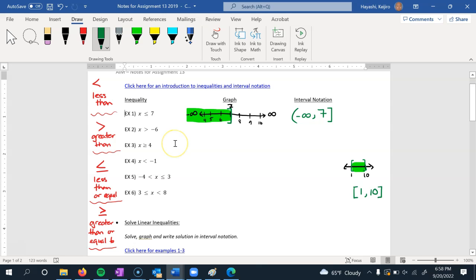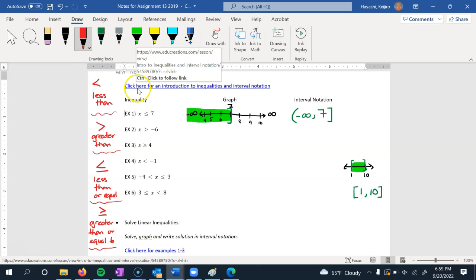I have a question. Yes. Why is it parentheses? Is it because it's negative infinity? Yeah, negative infinity and positive infinity are always just going to have parentheses no matter what. Okay, I mean, you don't even have to get it. You can just remember negative infinity and infinity, always parentheses.